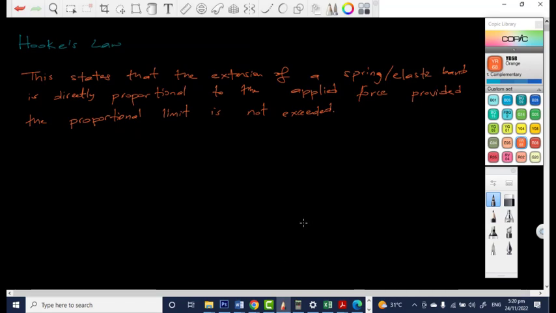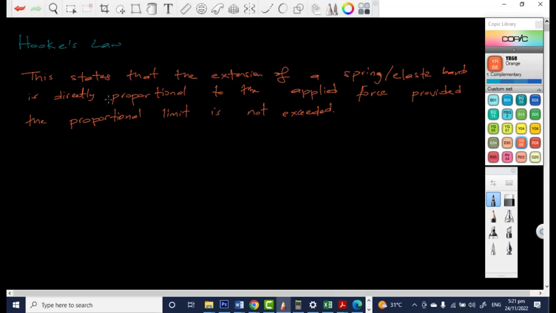Okay. So we're talking about Hooke's law, and we're saying that Hooke's law deals with materials of an elastic nature, so things like springs and elastic bands can be described using Hooke's law. What Hooke's law says is that for a material, its extension will be directly proportional to the applied force, provided that we have not exceeded the proportional limit. And we're going to talk about this proportional limit as we go further in our discussion.